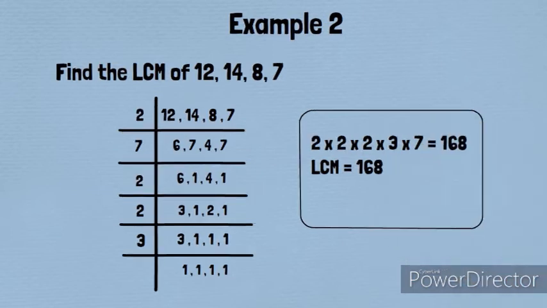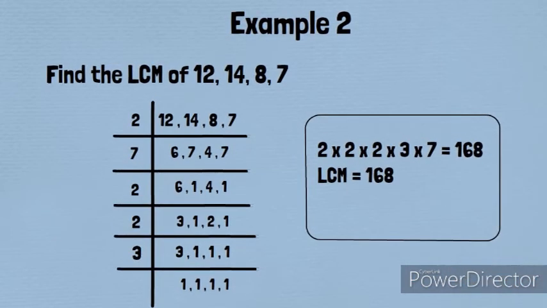Now let's multiply all the prime factors that we have used. So 2 times 2 times 2 times 3 times 7. That gives us 168. Our LCM is 168.